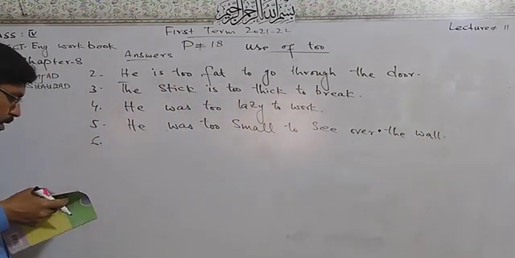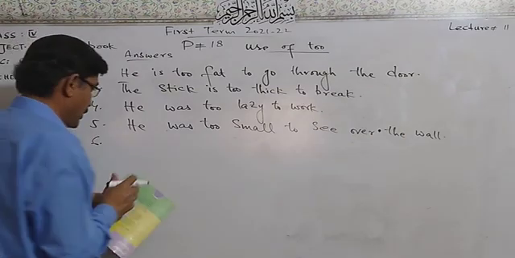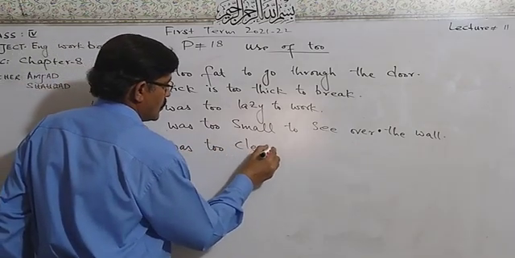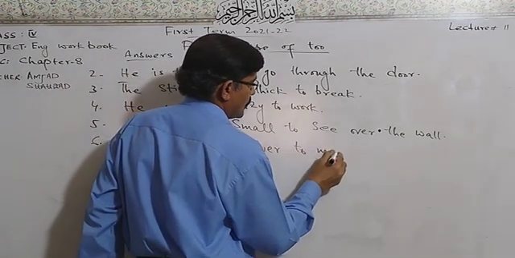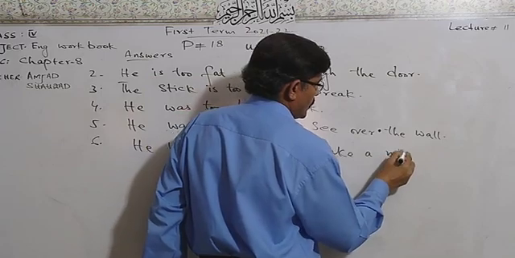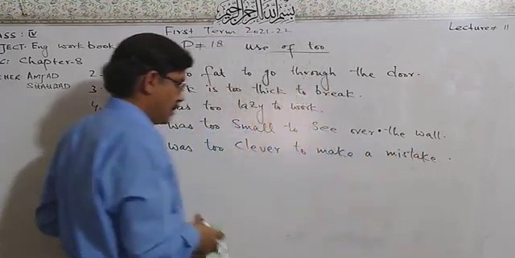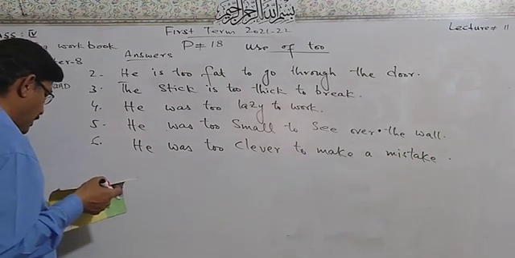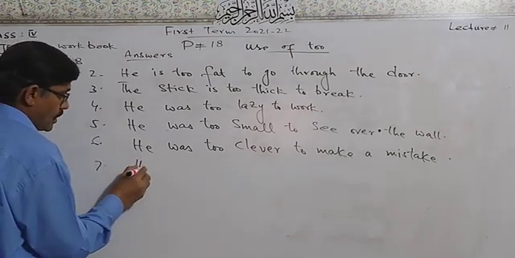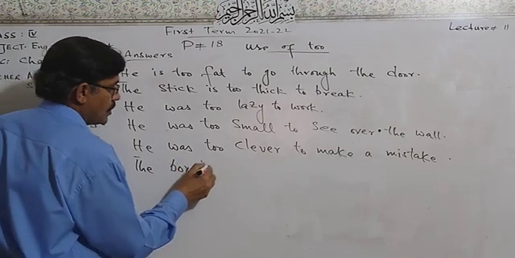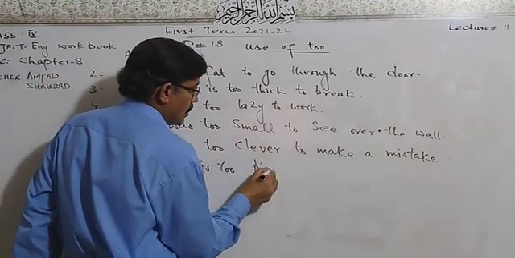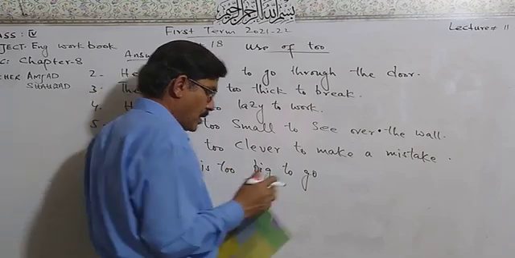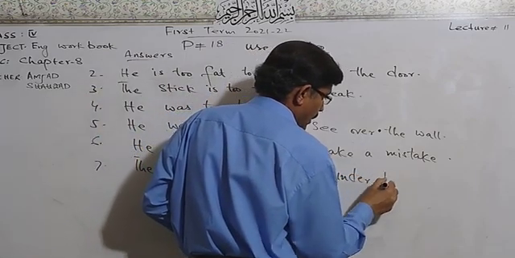Number six, he did not make a mistake, he was too clever to make a mistake. Number seven, the box will not go under the table, it is too big. The box is too big to go under the table. To go under the table.